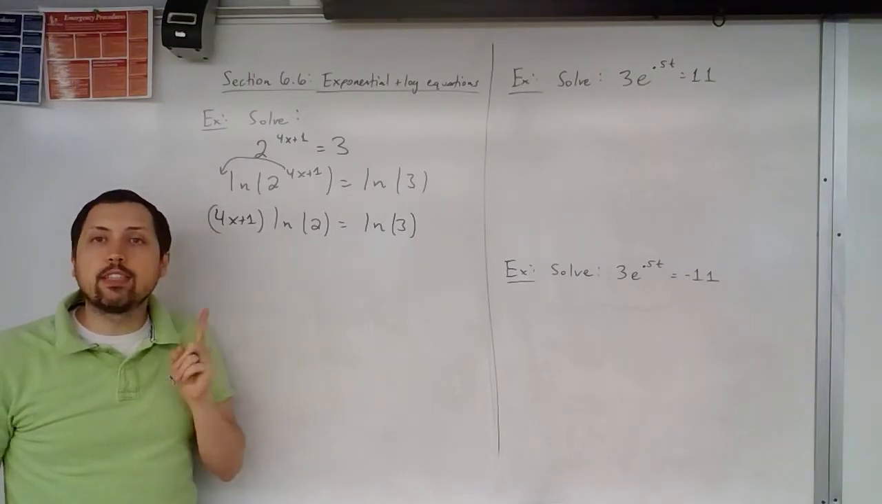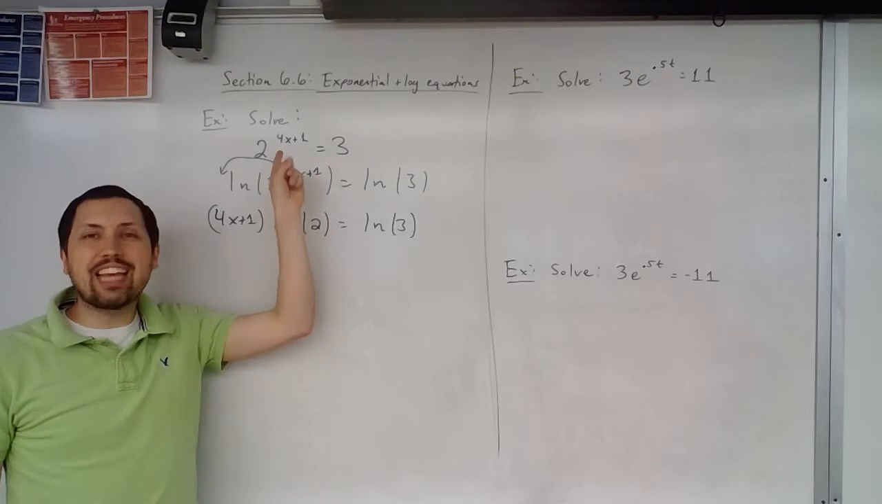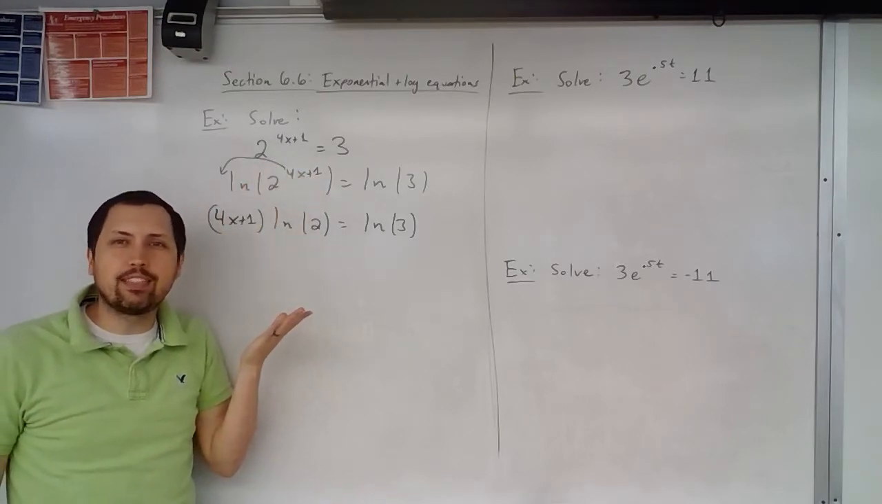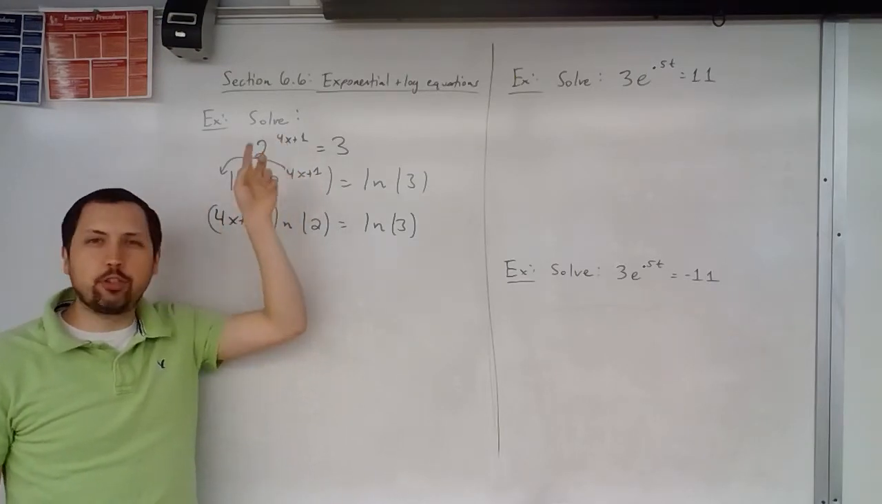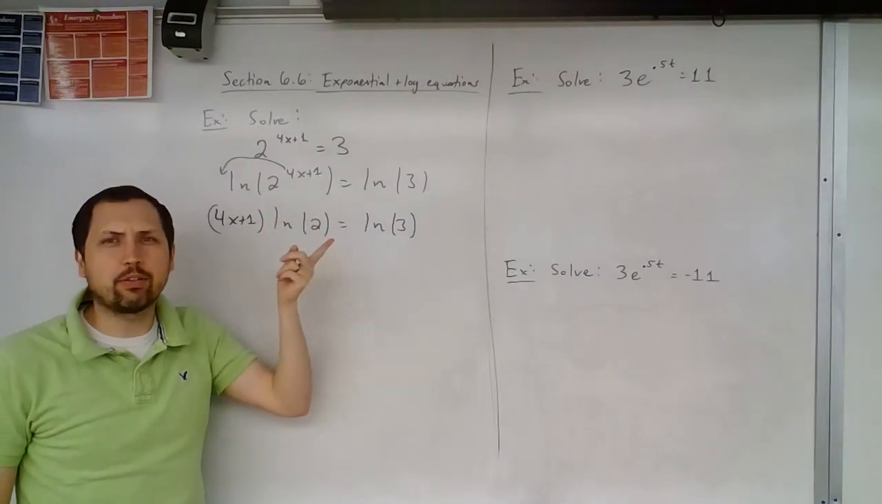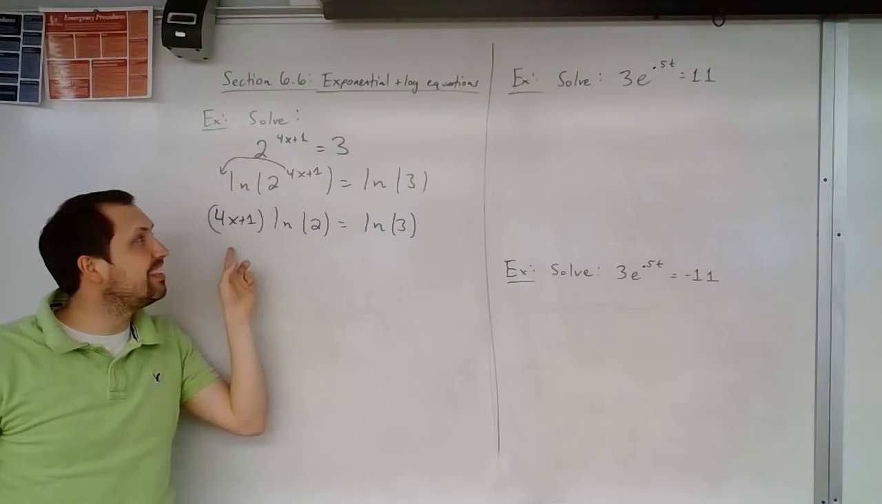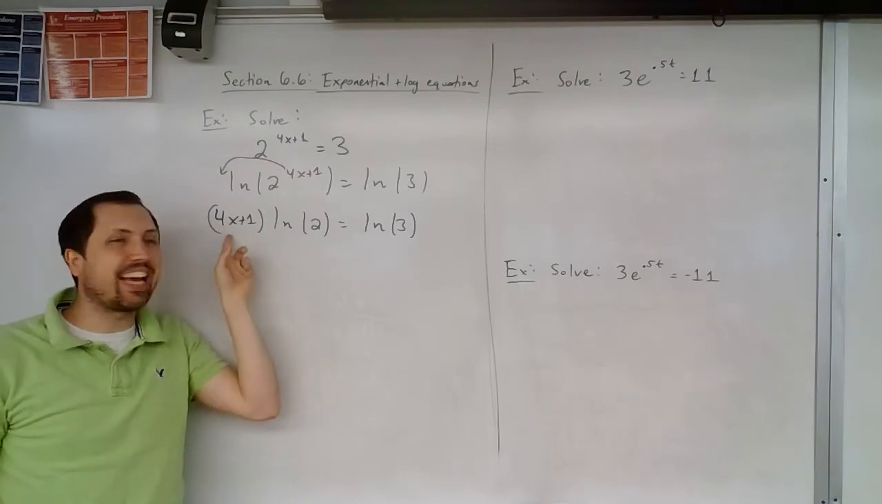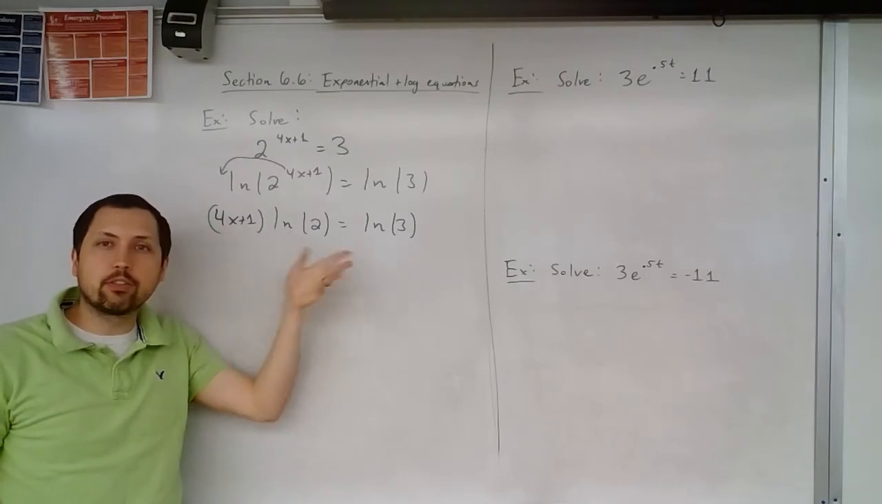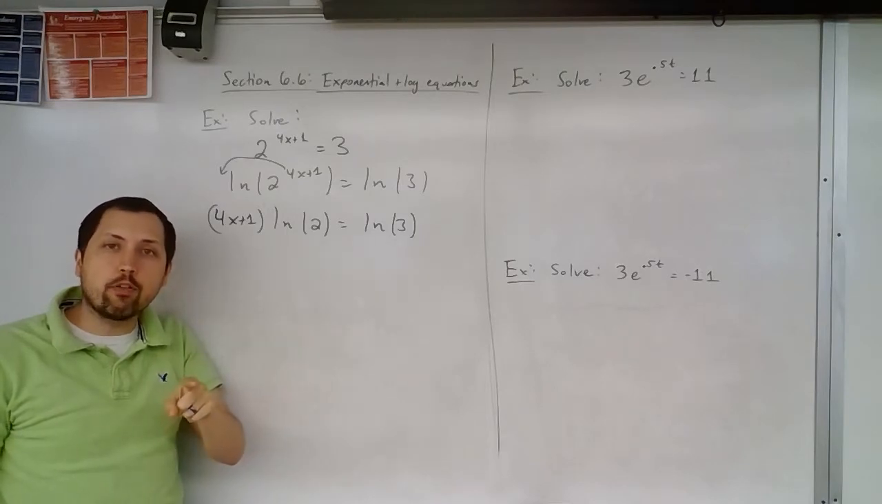Now, the reason this is good is because x was in the exponent. I had no ability to figure out what power of 2 do I raise it to get 3. I don't know how to do that. But here, now it is on the same level as everything else. So I just have x's times numbers plus other numbers is equal to a number. We know how to solve this.